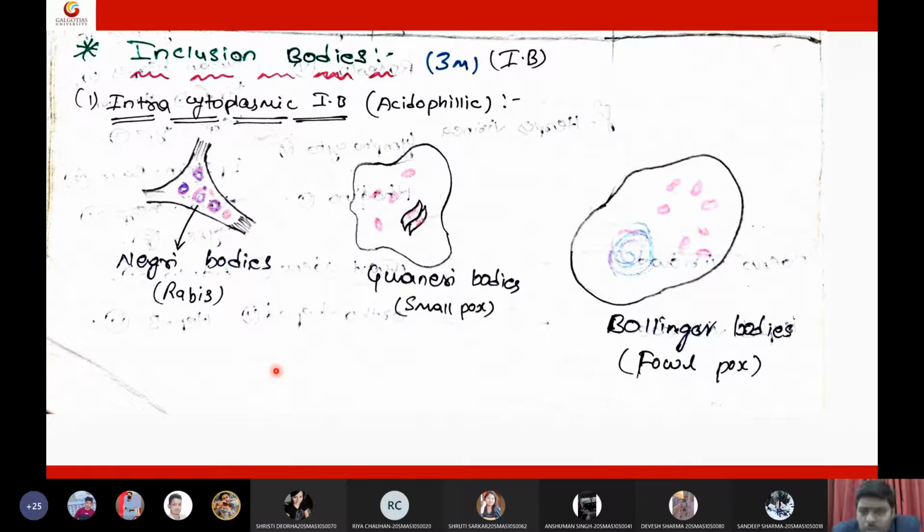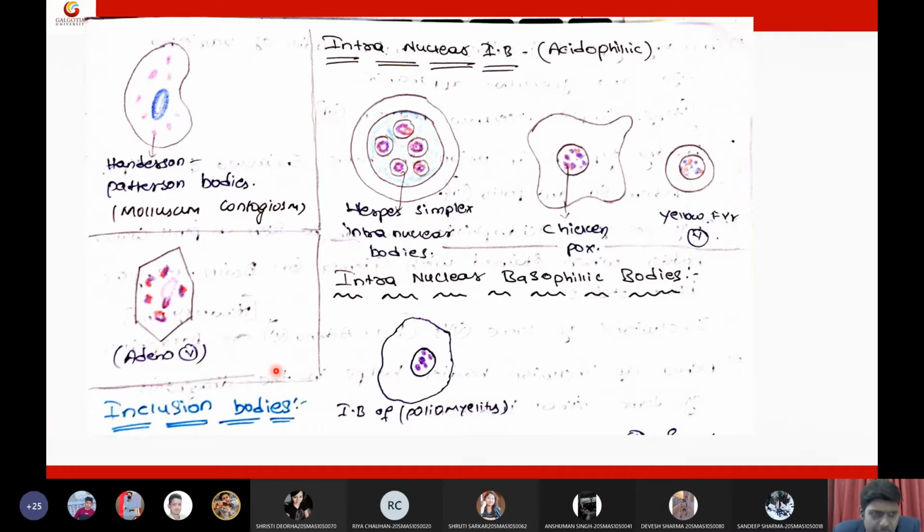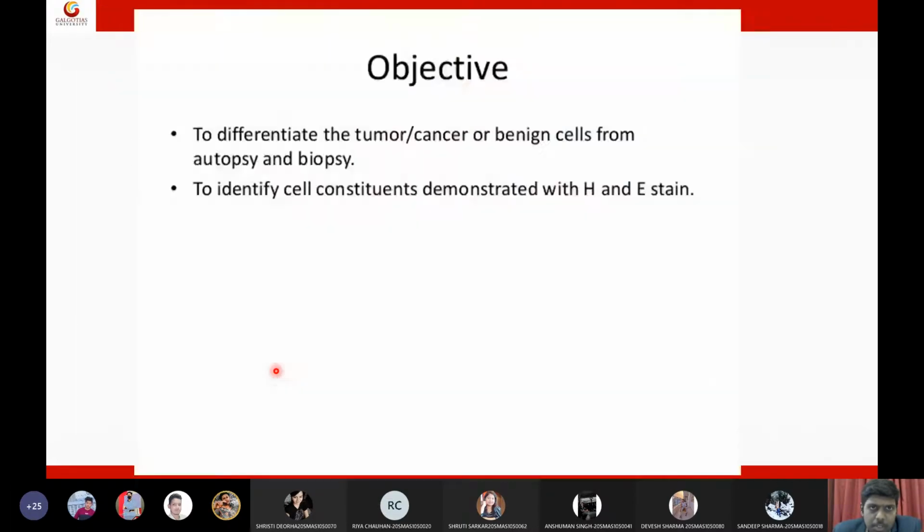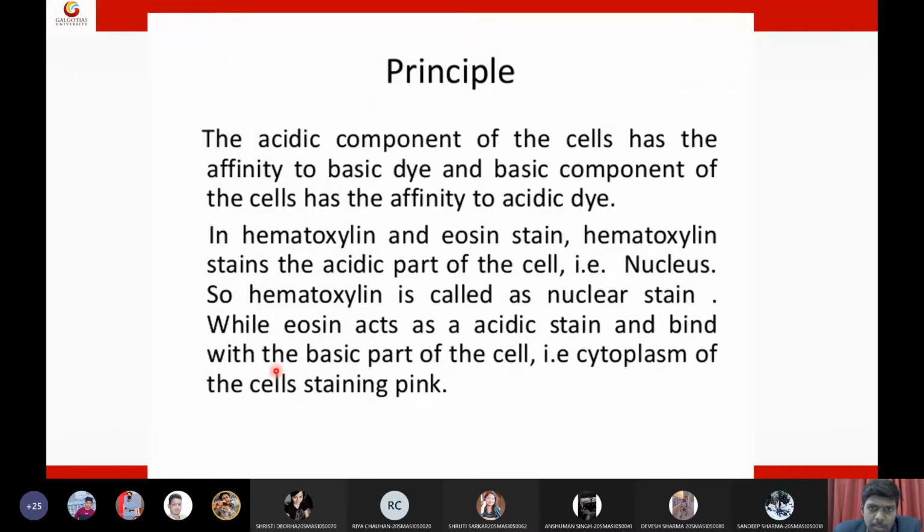These are the various morphologies of various types of inclusion bodies like Negri bodies, Guarnieri bodies, Bollinger, Henderson-Peterson, adenovirus, herpes, chickenpox, yellow fever, and polioviral inclusion bodies. These inclusion bodies can be detected by using H&E staining. We know that H&E staining is principally about the pH differences between nucleus and cytoplasm. So hematoxylin and eosin will bind to the respective opposite pH components of the cell. Acid will bind to the base and base will bind to the acid.